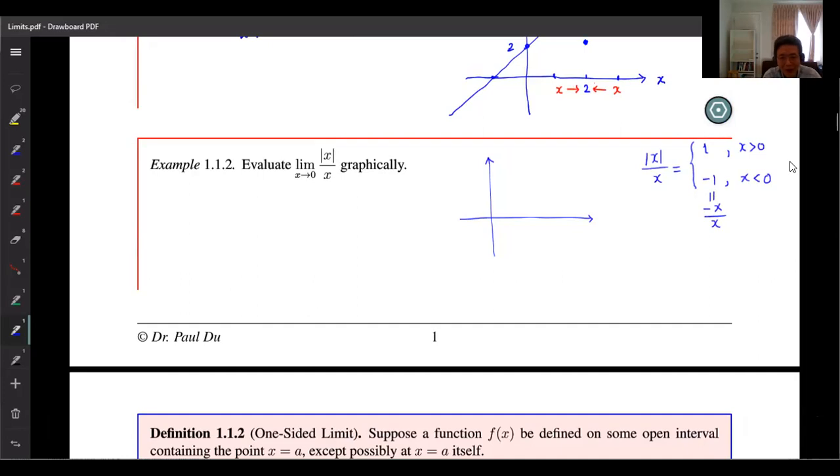So we can graph this function. At 0 it's undefined, so it's okay. We don't worry about the function value at 0. It doesn't matter. So we can easily see that if x is greater than 0, it's a constant function, 1. If x is less than 0, it's a constant -1. So what's the limit? Tell me. Everybody try to tell me what the limit is.